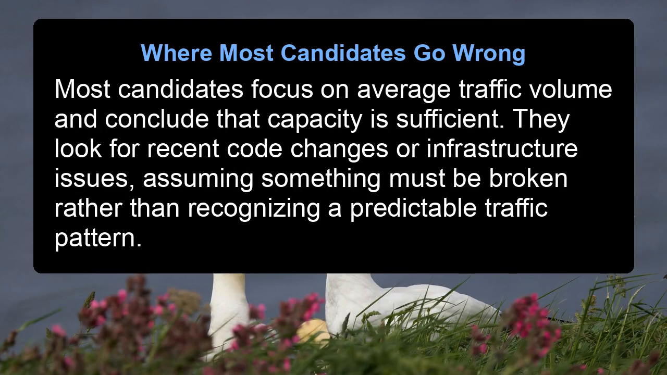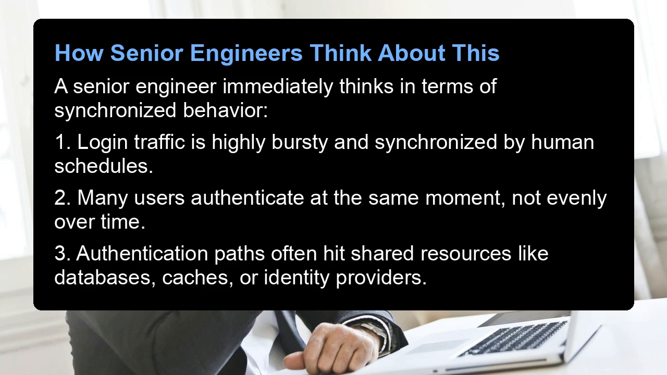Where most candidates go wrong. Most candidates focus on average traffic volume and conclude that capacity is sufficient. They look for recent code changes or infrastructure issues, assuming something must be broken rather than recognizing a predictable traffic pattern. How senior engineers think about this.